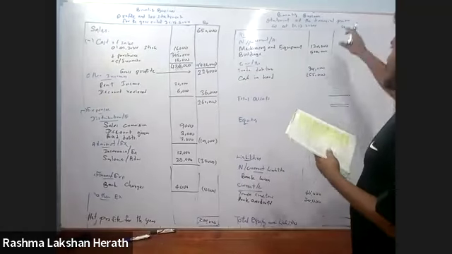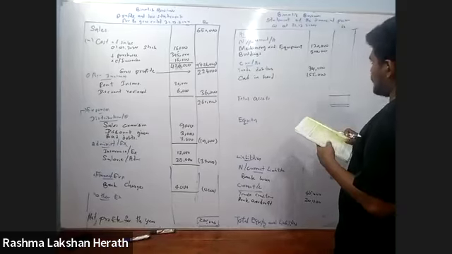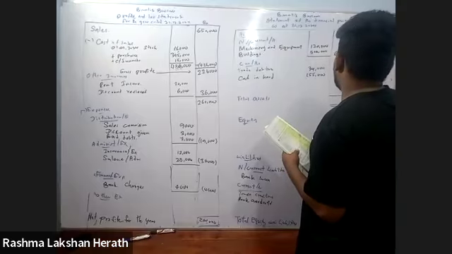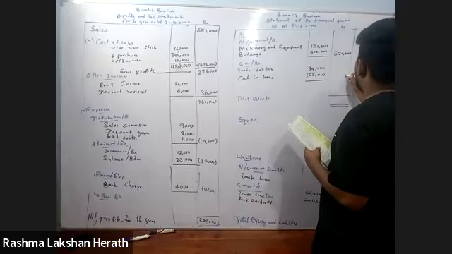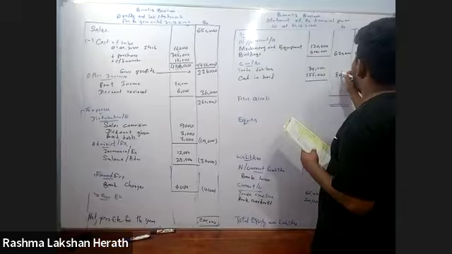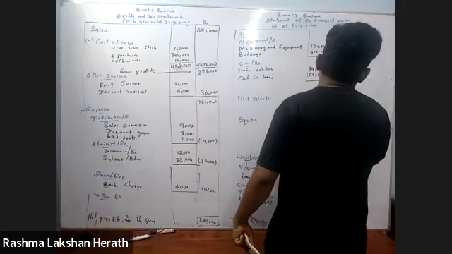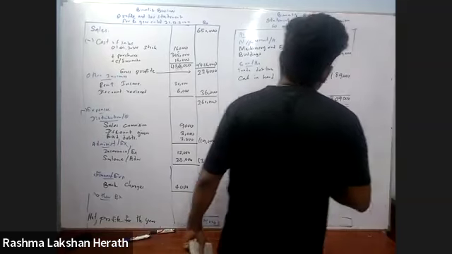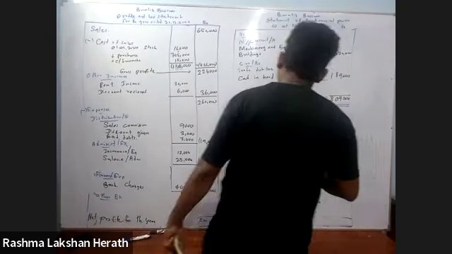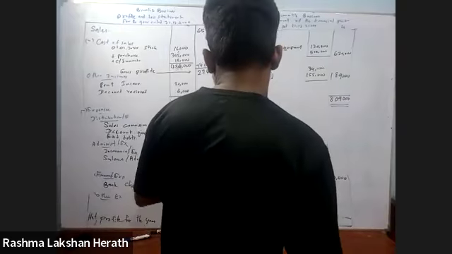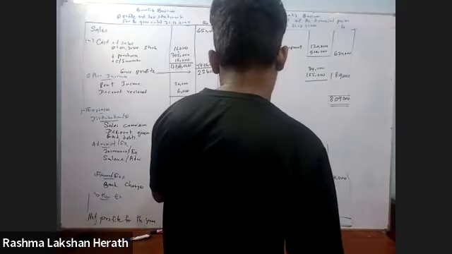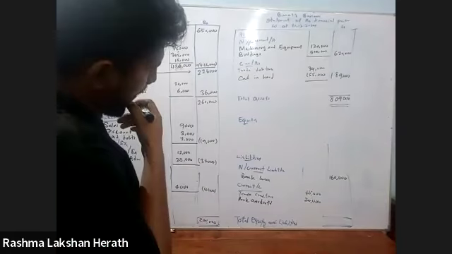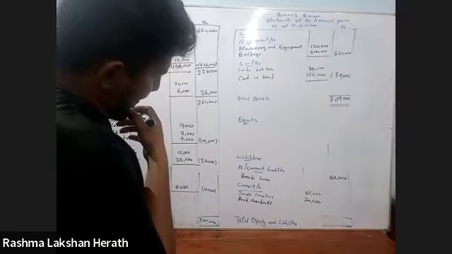Now all the assets parts are completed. The non-current asset is 620,000 and the current asset is 189,000. 809,000 is total assets, right? And the liabilities.